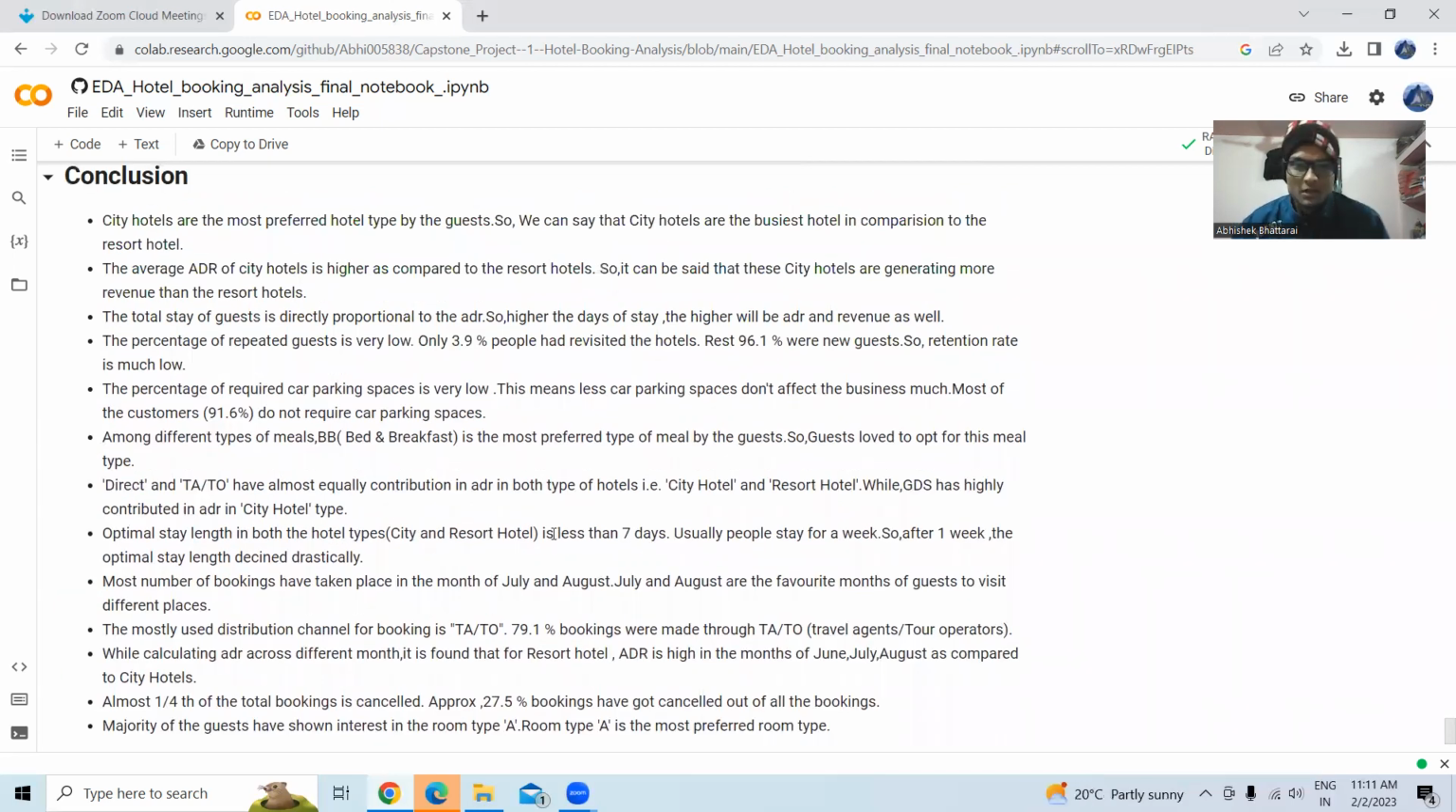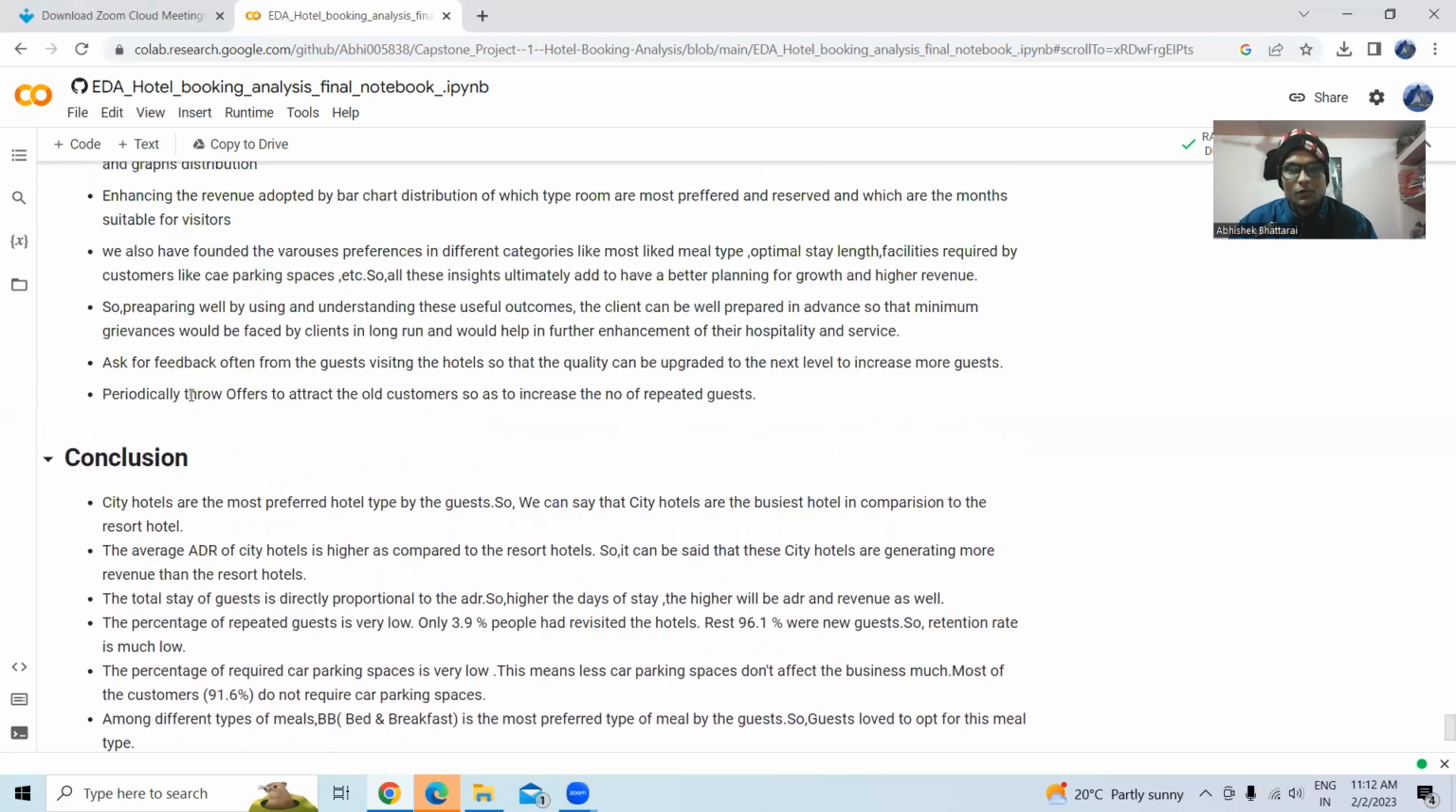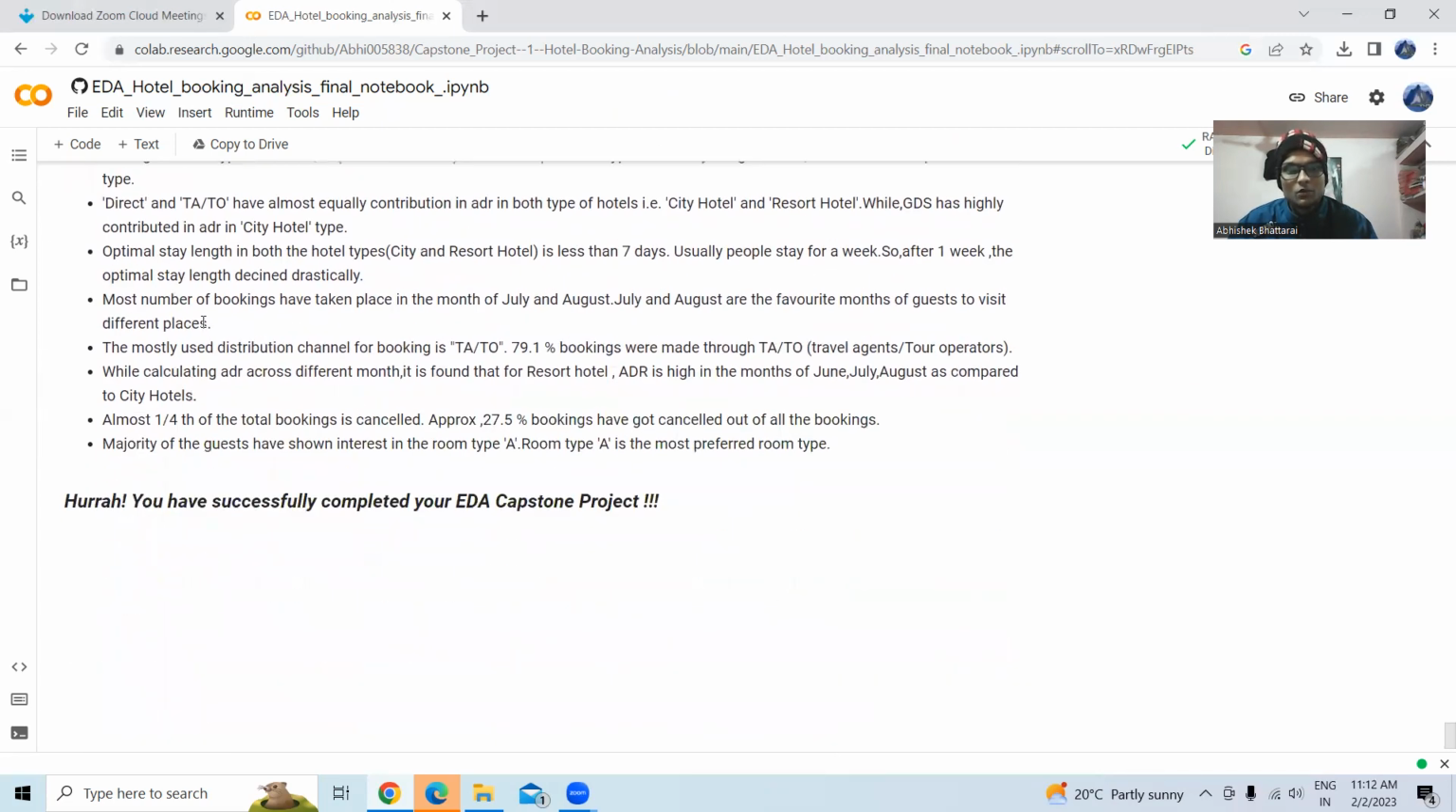Using these conclusions, the hotel may take help and definitely work on the right steps that will boost their business. Overall, this was our EDA hotel analysis, and there are a lot of things written here, so going one by one would take a lot of time. Overall, this was a fantastic experience for the first time doing EDA.